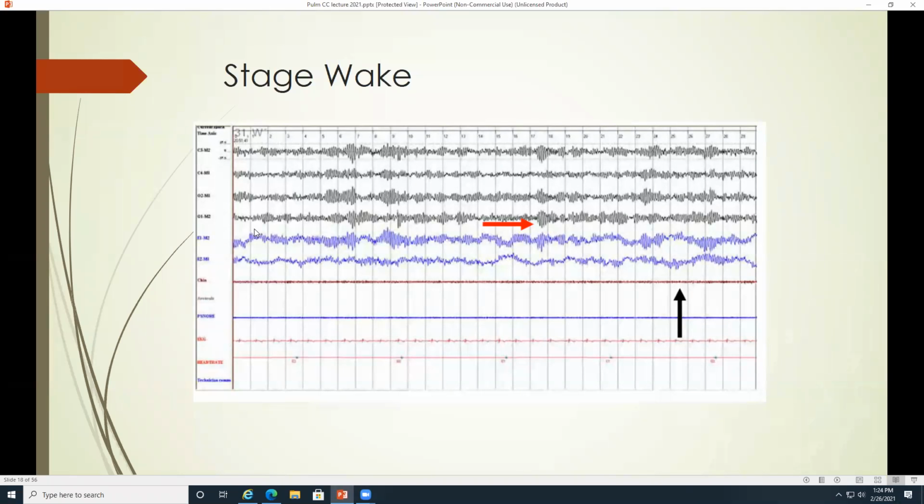This is what the alpha rhythm looks like here, a good example. The eye leads are beneath the EEG, different than the other one I showed you. But here you have this alpha rhythm, this somewhat uniform, relatively high frequency waveform going throughout. And then this black arrow here is pointing to some small, slow eye movements at the end of that.